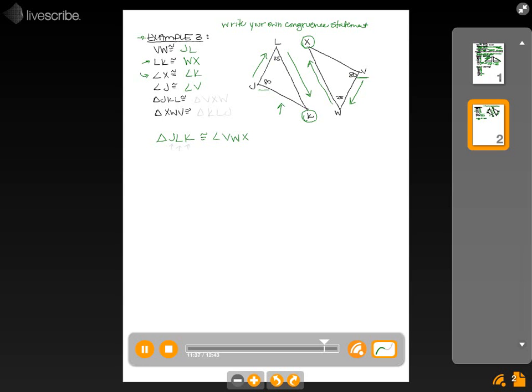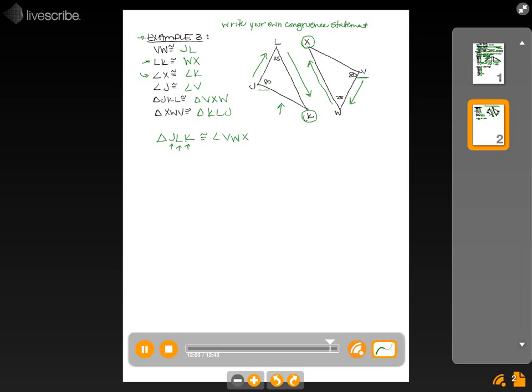Triangle JKL. Well, that was first, last, middle. So for my second triangle would be VXW. And then for the last one, triangle XWV. That's going from last, middle, first. So it would be triangle KLJ. Now, what I'll be checking on your homework is for the order, okay?